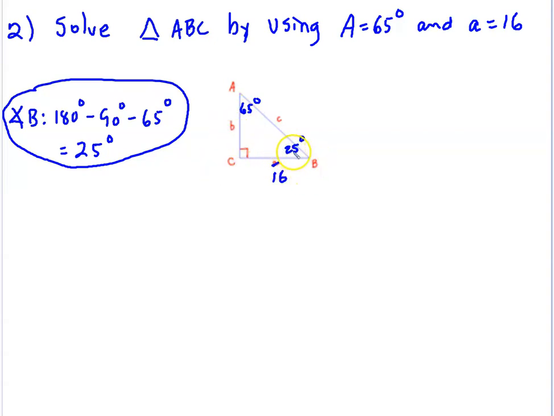So it doesn't really matter which way you go. I think I'll just come down here to angle B, and I'm going to build the ratio of opposite over adjacent for angle B, and that's tangent.